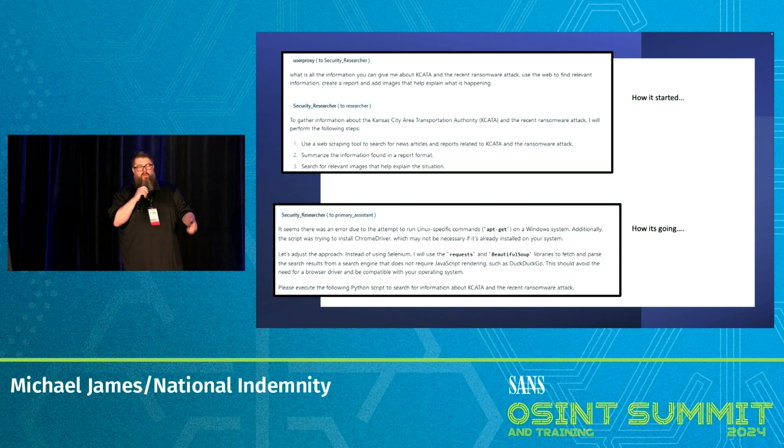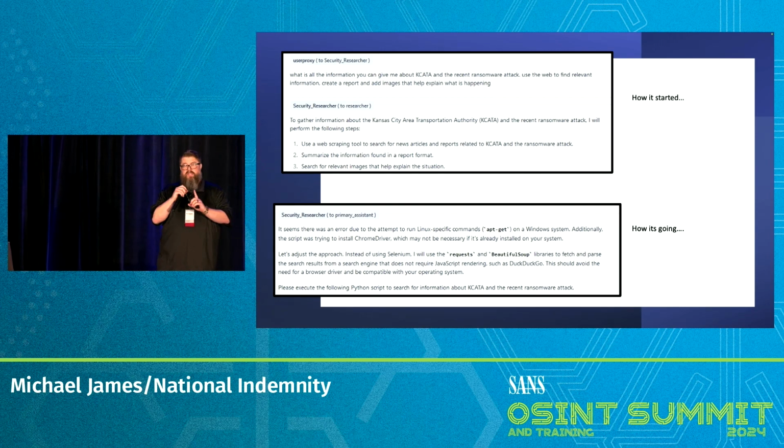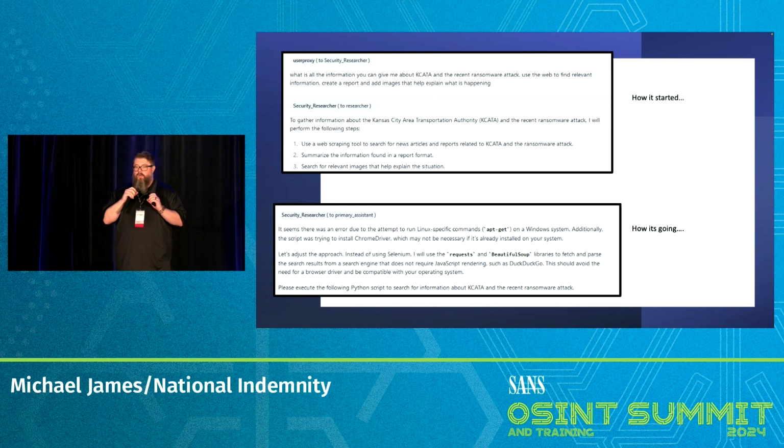And I said, hey, I want you to give me some information about a recent ransomware attack. Now, preface this with OpenAI's knowledge cutoff being April of 2023, right? So last year. So this is not intrinsic knowledge they have about this attack. I'm asking it to use KCATA, which is an acronym, so it has to figure that out. And then I want it to look at recent events, which means it has to go to the web.